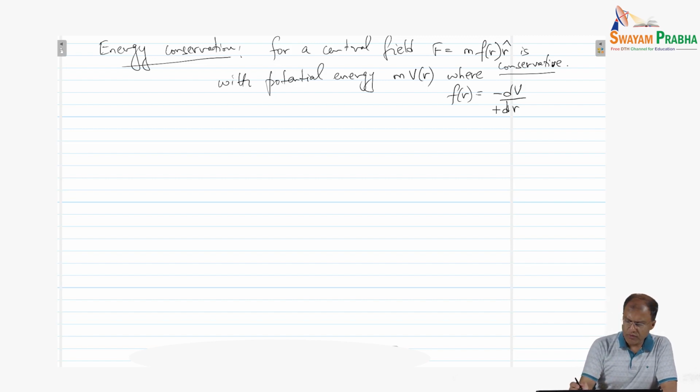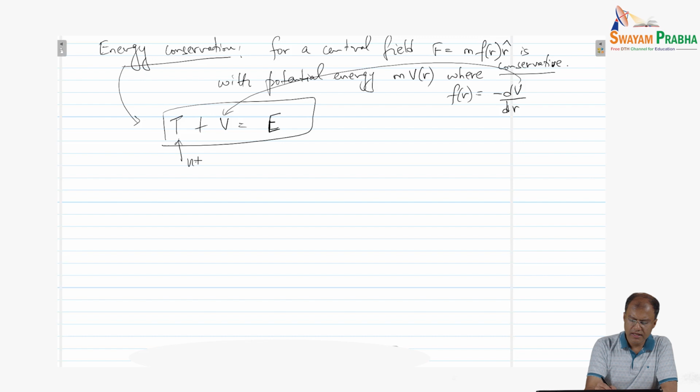Then of course, the energy conservation law says that the total kinetic energy plus the total potential energy, the potential coming from this force field, is the total energy E, and this is typically a constant of the system. So the sum of kinetic and potential energy is a constant, which is E.